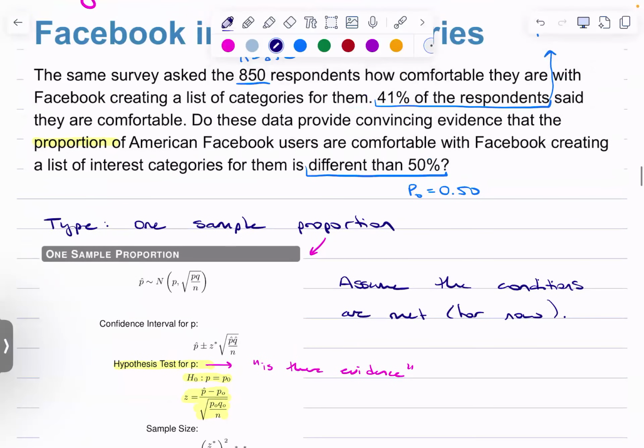We saw, is there convincing evidence? That's a flag to me. If I want to provide evidence, then it's a hypothesis test. So this tells me it's a hypothesis testing question. You'll also be able to tell because it'll be out of 7 marks. That's a clue.